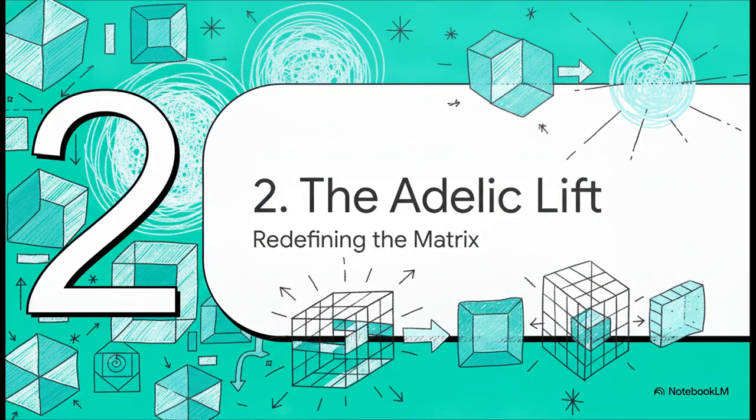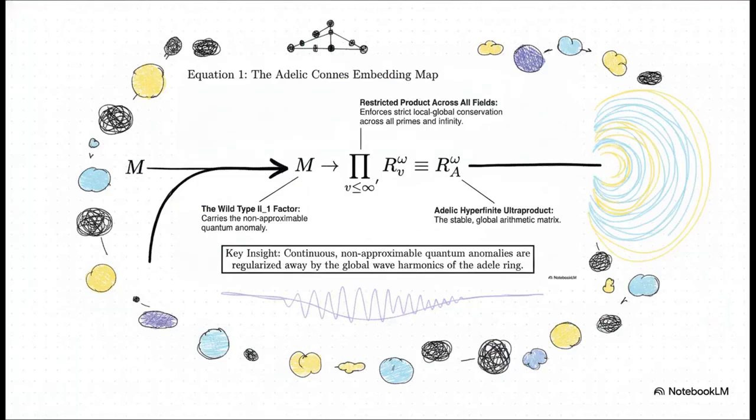Moving on to Section 2. The Adelic lift. Let's examine equation 1, the Adelic Connes embedding map. Instead of restricting our approximation to matrices over just complex numbers, the Adelic Langlands program lifts the entire system to matrices over the local fields across all primes simultaneously. We can see the wild type II_1 factor M embedding directly into the restricted product across all fields, which yields the Adelic hyperfinite ultraproduct. By lifting these wild algebras into a global Adelic ultraproduct, we essentially regularize those quantum anomalies through global wave harmonics.